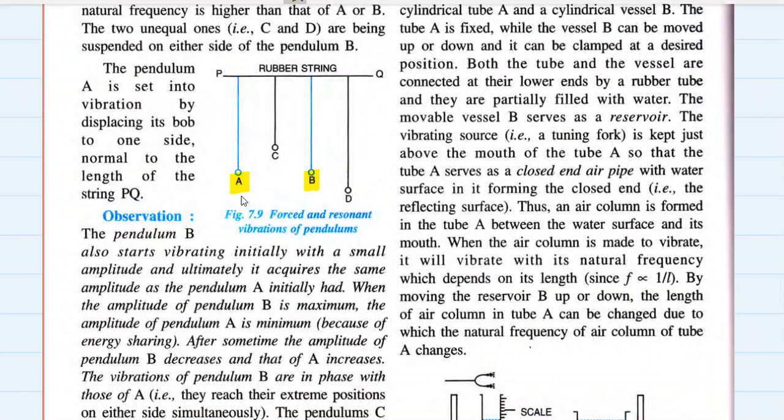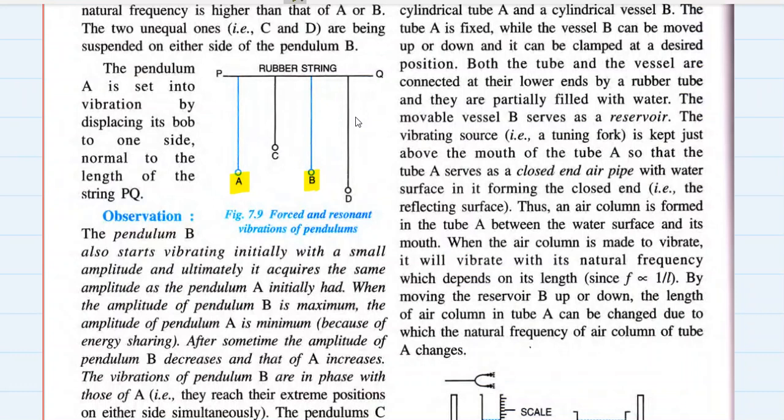बिगिंस वाइब्रेटिंग विथ इट्स ओन नेचुरल फ्रीक्वेंसी विच डिपेंड्स ऑन इट्स लेंथ एंड एक्सेलरेशन ड्यू टू ग्रेविटी विच इज सेम फॉर ऑल द पेंडुलम्स। Now pendulum A begins vibrating, it passes on this vibration through the rubber string to all the other pendulums. Now all the other pendulums, they are also forced to vibrate with the natural frequency or with the external periodic force, frequency of external periodic force provided by pendulum A.